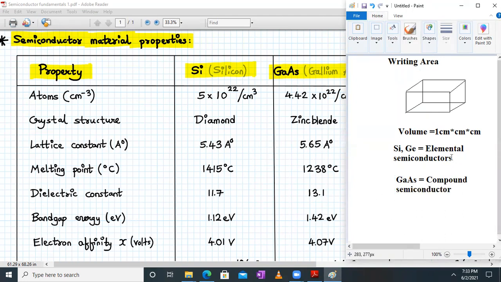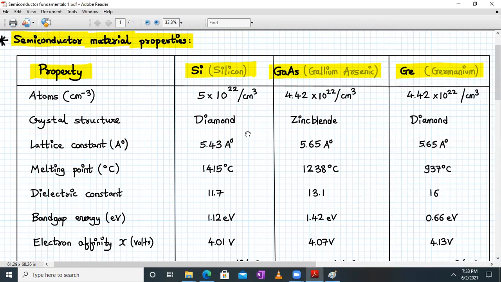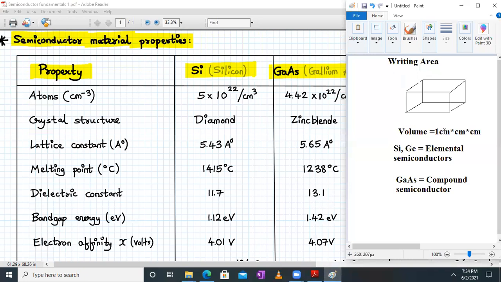Elemental semiconductors and compound semiconductors have different properties. Now, how many atoms of silicon are present per cubic centimeter? Per centimeter cube means volume, right? So how many silicon atoms are present per centimeter cube? There are around 5 into 10 raised to 22 silicon atoms per centimeter cube.